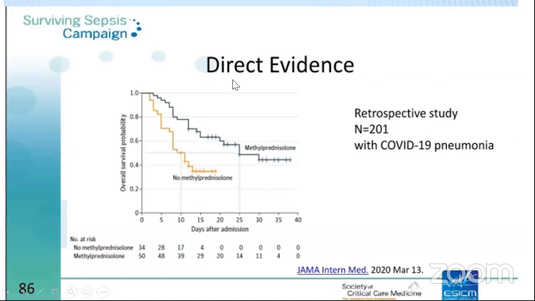The study was done on about 200 patients in Wuhan. They found that patients who received methylprednisolone have better survival than patients who didn't receive steroids.